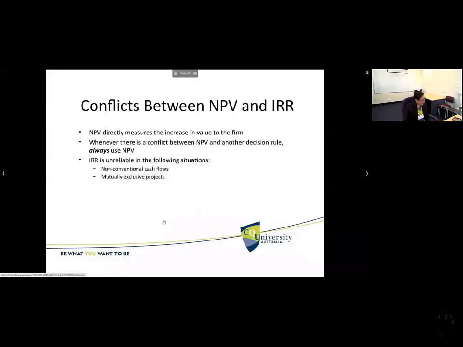Okay, so to reiterate then, net present value directly measures the increase in value to the firm. Whenever there's a conflict between net present value and another decision rule, such as internal rate of return, always use net present value. It's the dominant method. It's the most widely used method in practice. Internal rate of return is unreliable in these following situations: when you have non-conventional cash flows, when you have mutually exclusive projects.